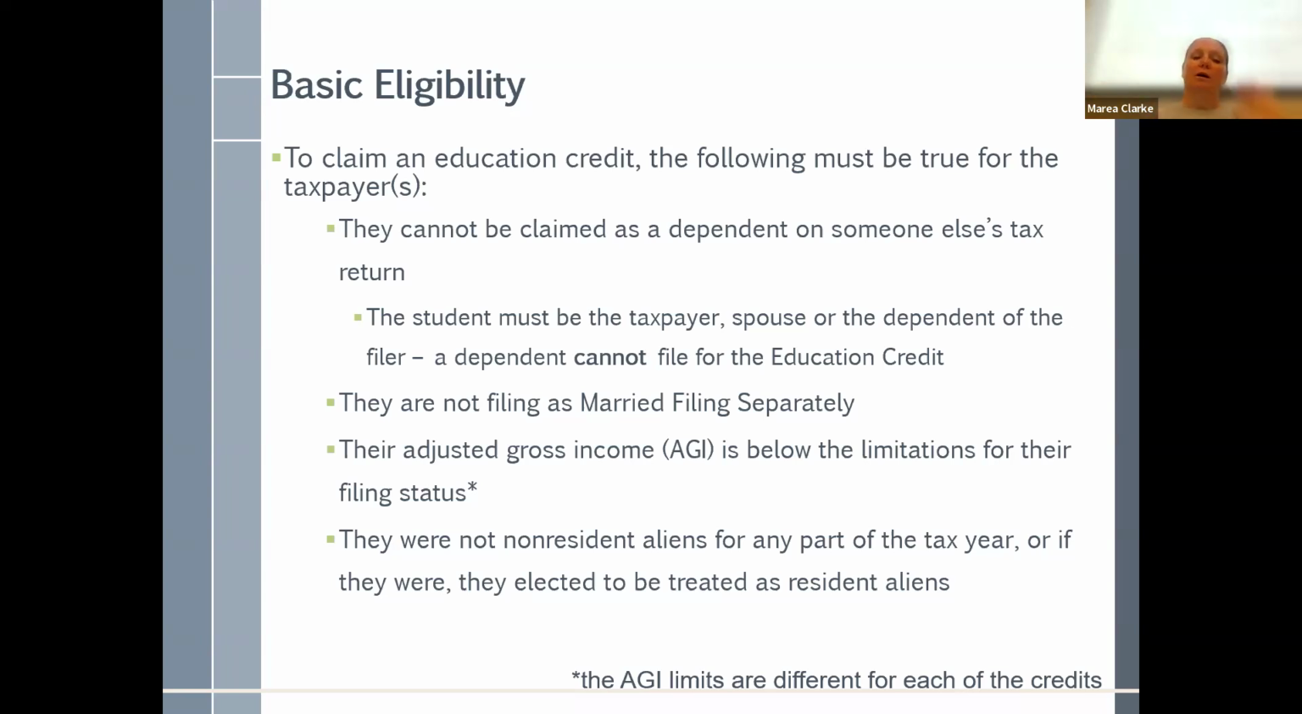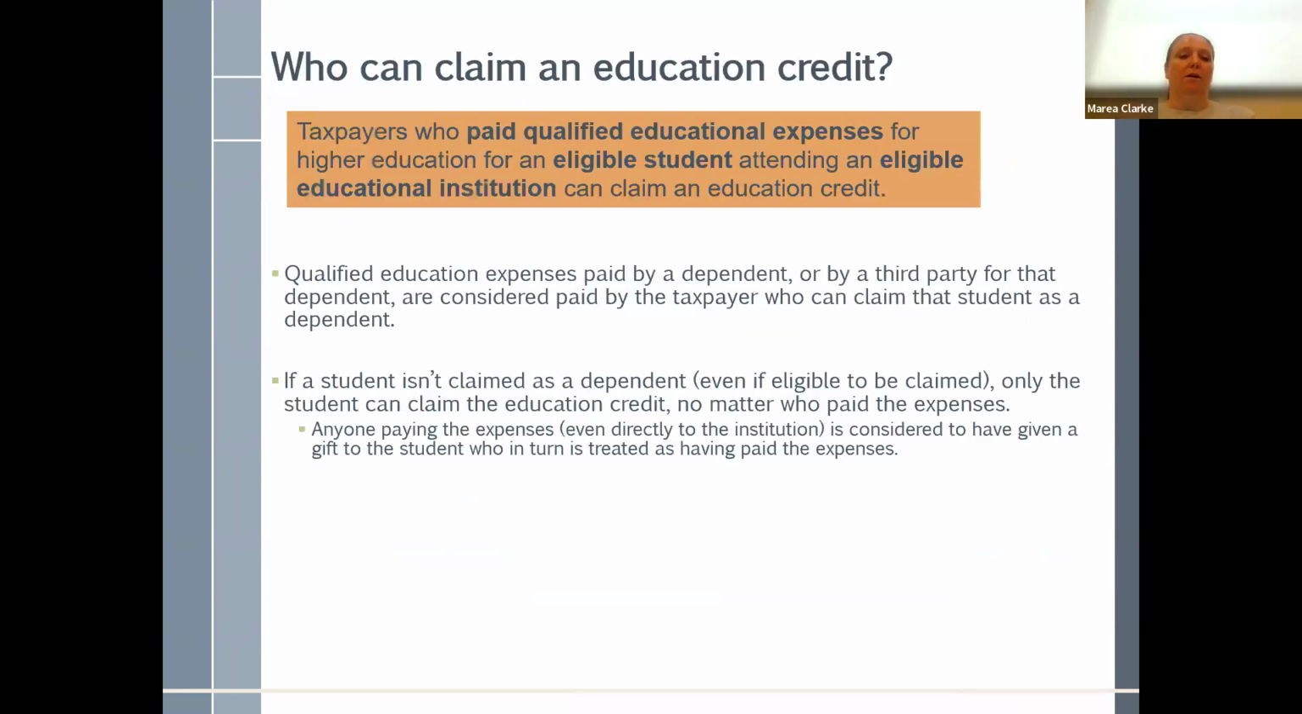All right, so you can't be claimed as a dependent. You can't use the married filing separate status. There's a limit on adjusted gross income, and they cannot be a non-resident alien. They also have to pay the expenses. If somebody pays the expenses for them, that is treated as if they gave the taxpayer a gift, and then the taxpayer paid the school directly. So even if the taxpayer didn't pay the expenses themselves, and somebody else did, that somebody else does not get any education credit. It's only that student or the person that claims them as a dependent.